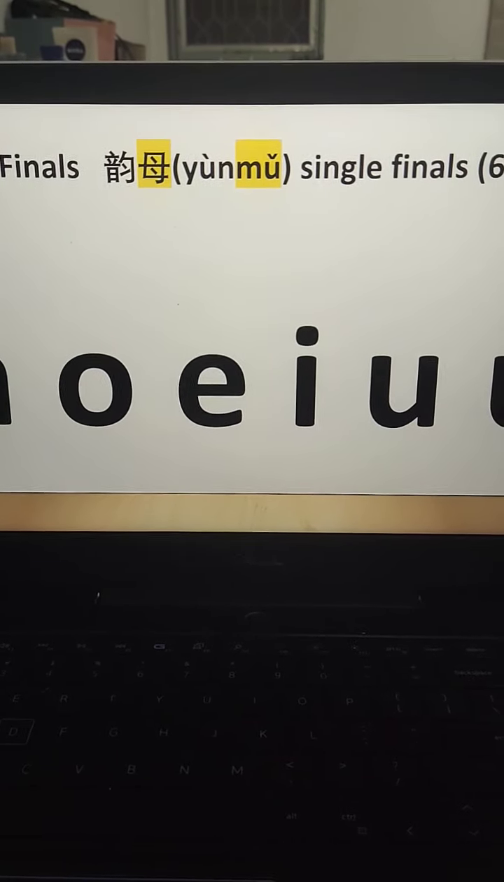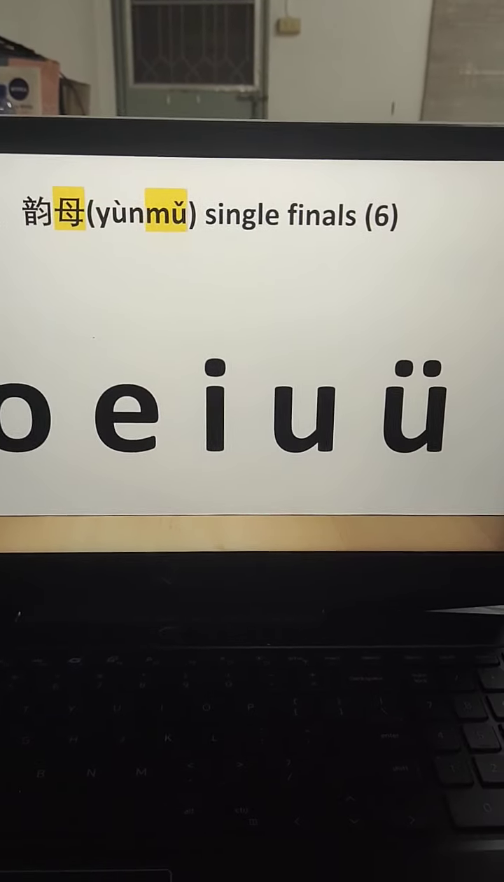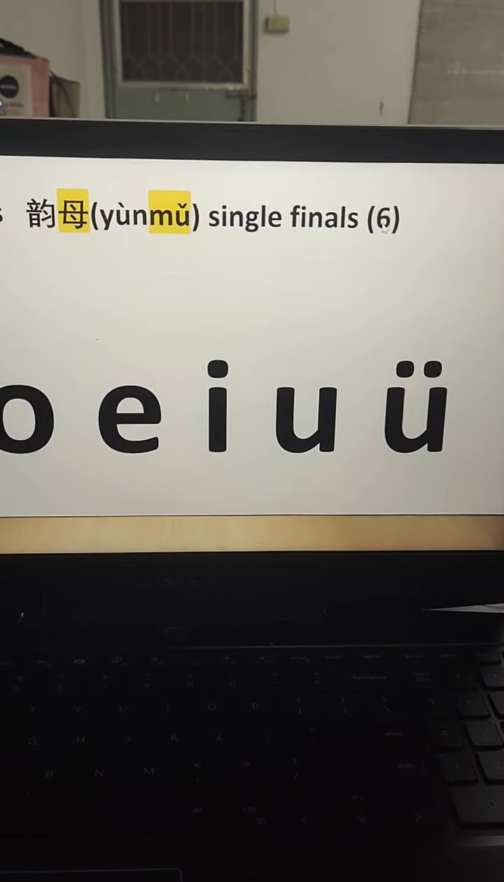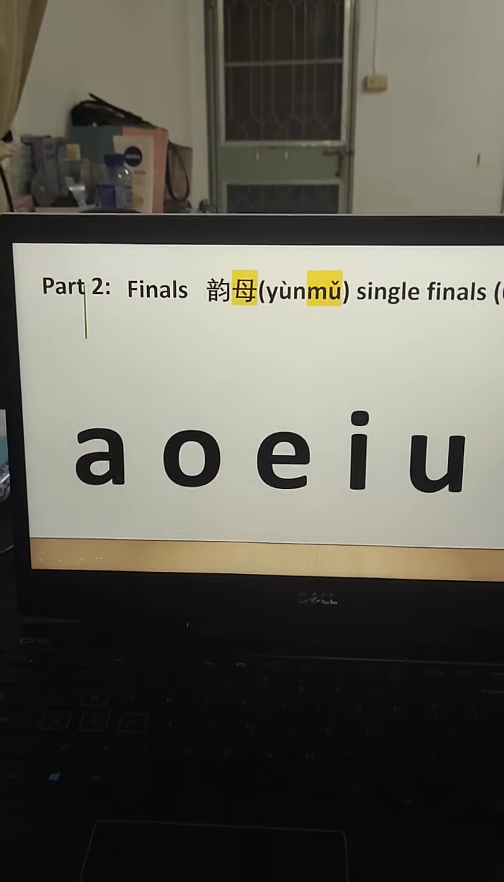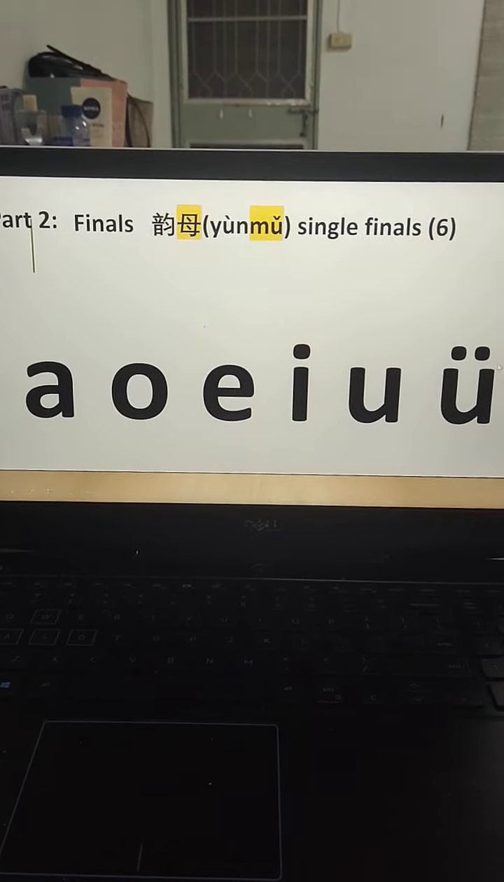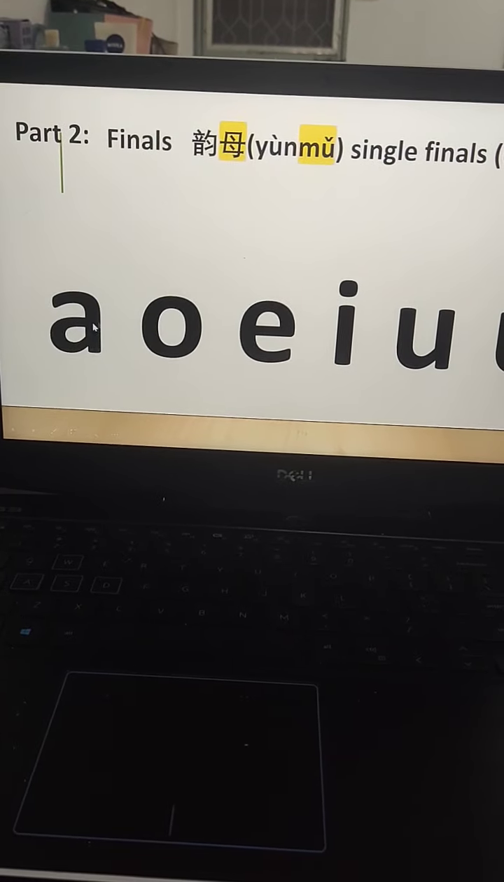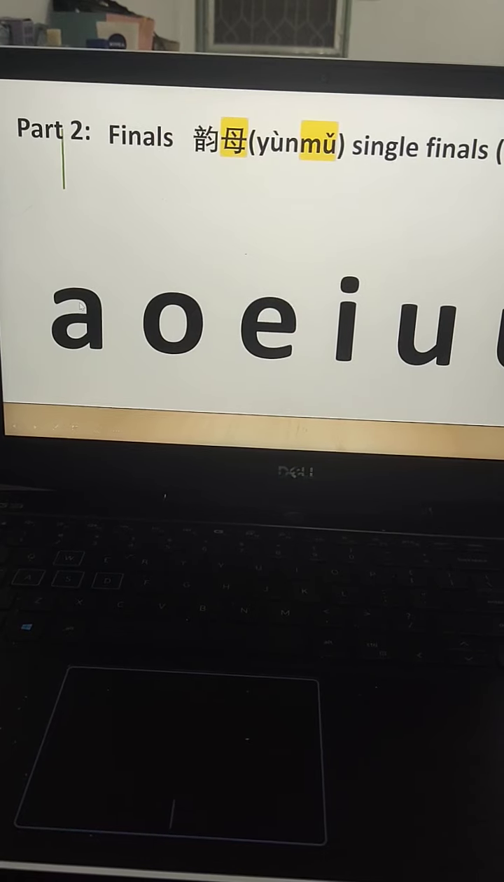Here is the single finals. Single finals total have 6 in Chinese pinyin. 1, 2, 3, 4, 5, 6. So let's see here. The first one is a.